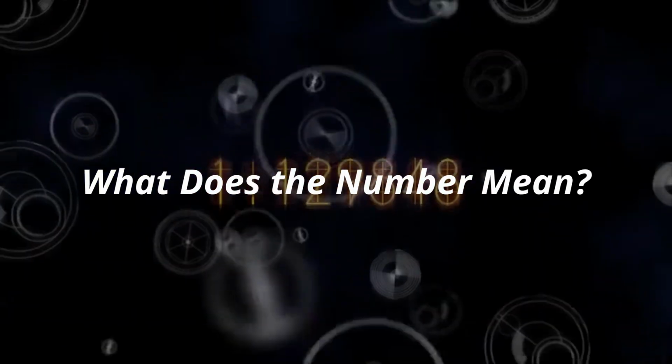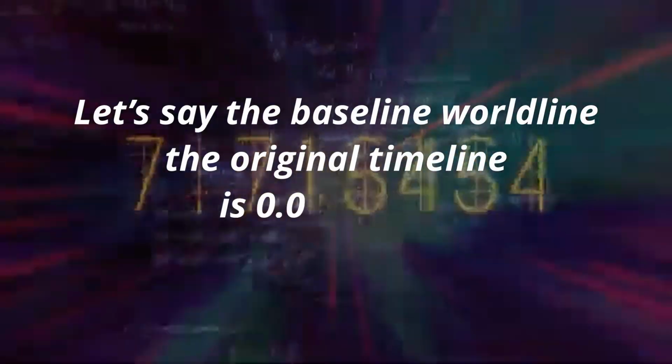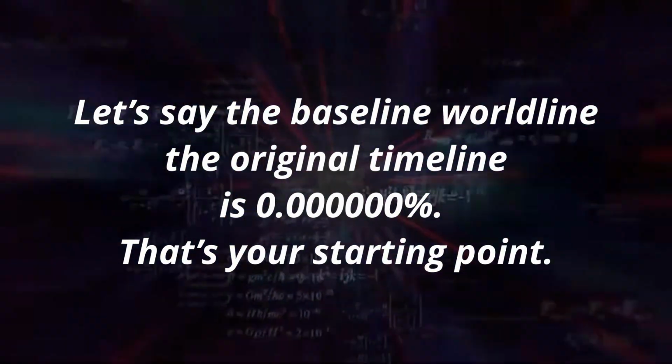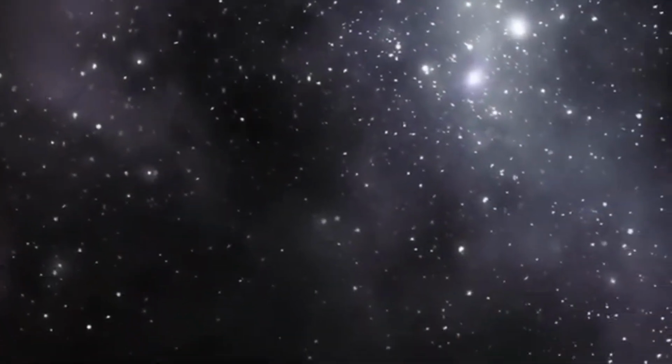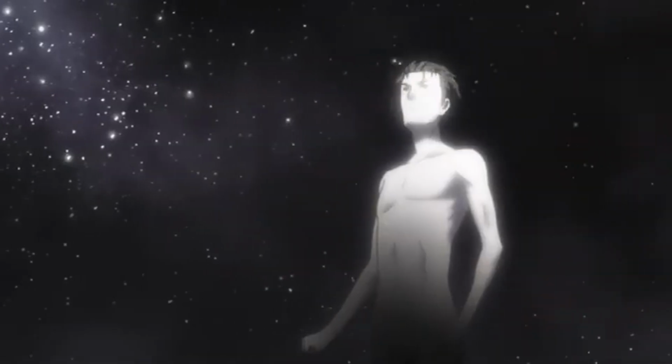What does the number mean? Let's say the baseline world line, the original timeline, is 0.000000%. That's your starting point. Now, when Okabe sends a D-mail, the world shifts slightly. That creates a new timeline. The divergence number tells us how far that new world line is from the original one.